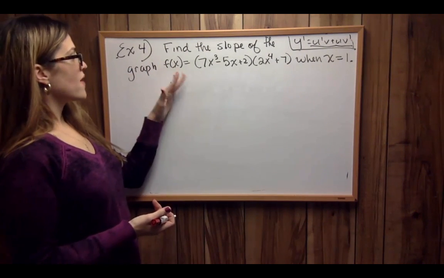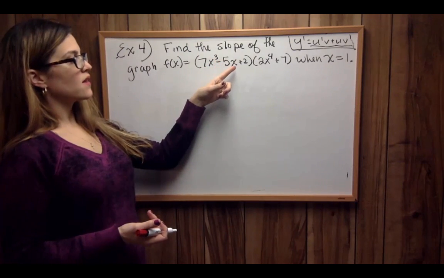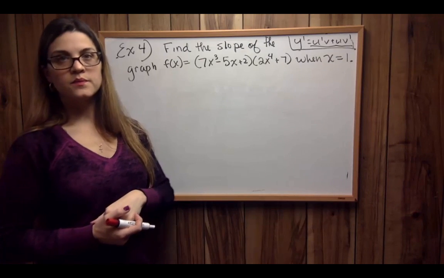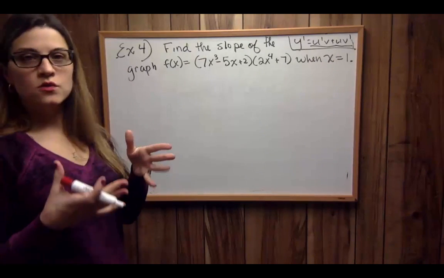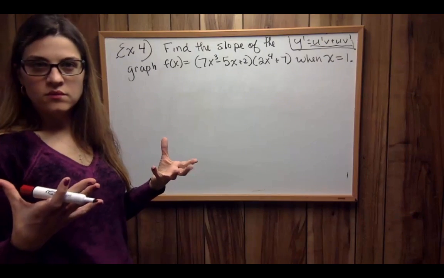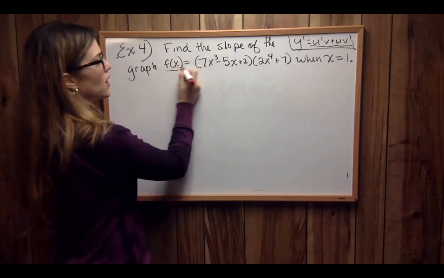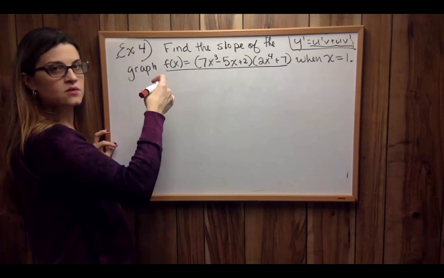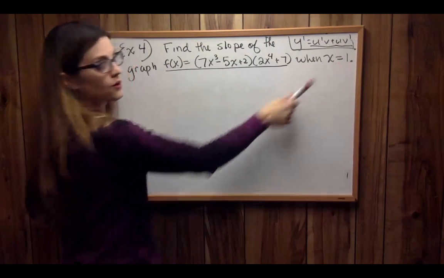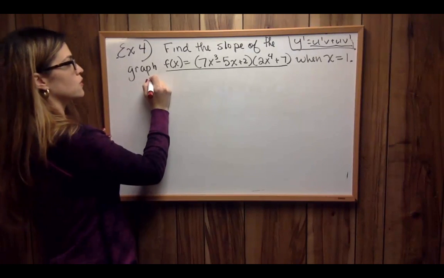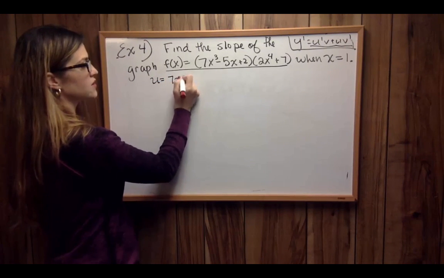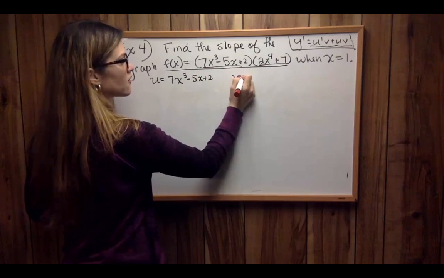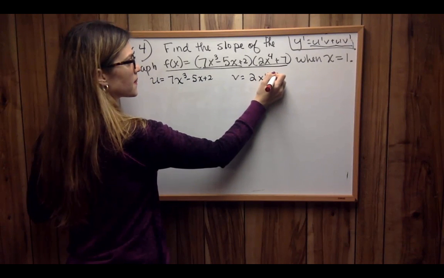Find the slope of the graph f of x is equal to 7x to the third minus 5x plus 2 times 2x to the fourth plus 7 when x is 1. So remember that the derivative gives you the slope of a curve at a point. So what we want to do is find f prime, because f prime, the derivative of this, will give us the slope of a curve at a point when we substitute the x in. So u is 7x to the third minus 5x plus 2. Remember, factor times factor. V is 2x to the fourth plus 7.